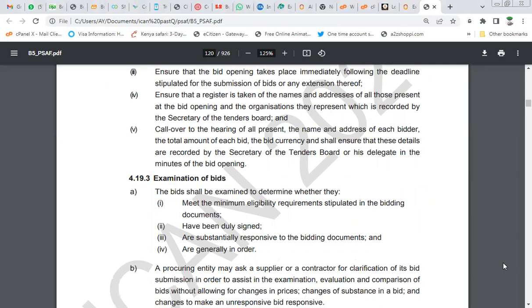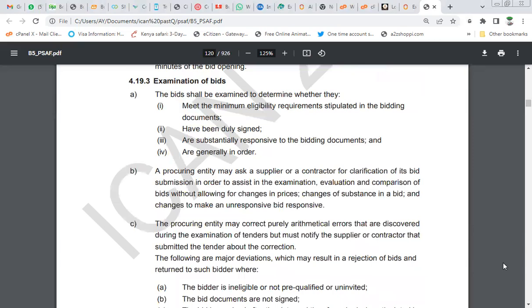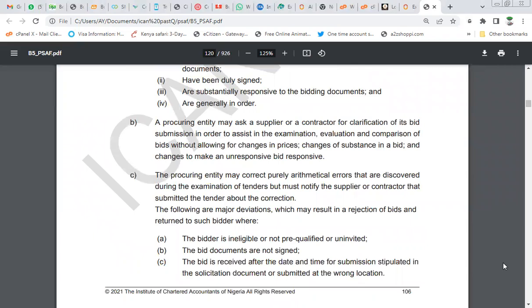Number two, have been duly signed. Number three, are substantially responsive to the bidding document. Number four, are generally in order. So that's the A part. B, you read the B and the C part. The procuring entity may correct purely arithmetical errors that are discovered during the examination of tenders, but must notify the supplier or contractor that submitted the tender about the correction.